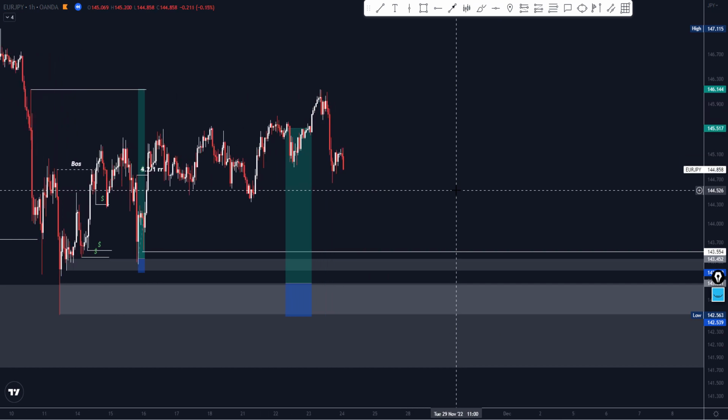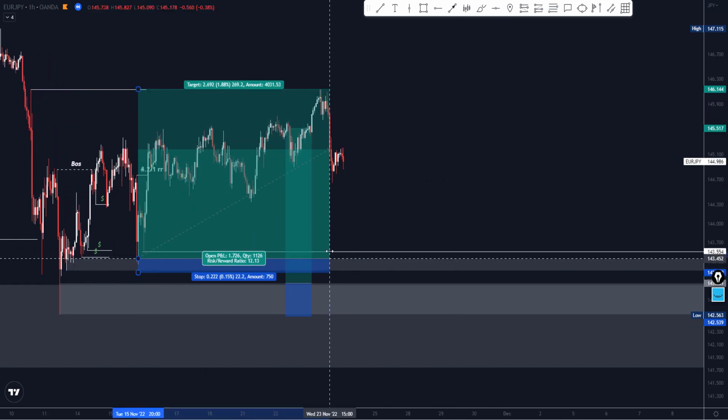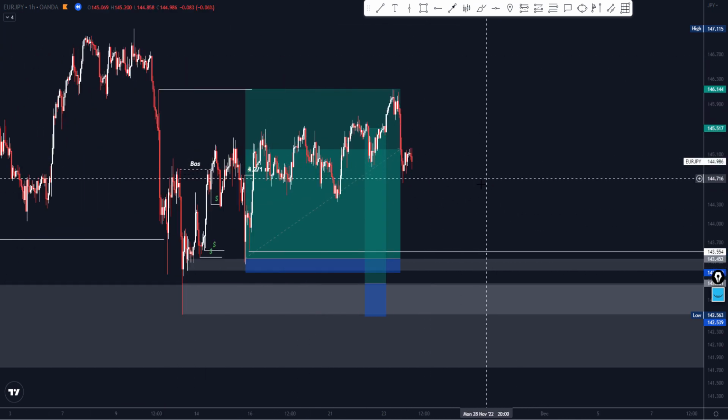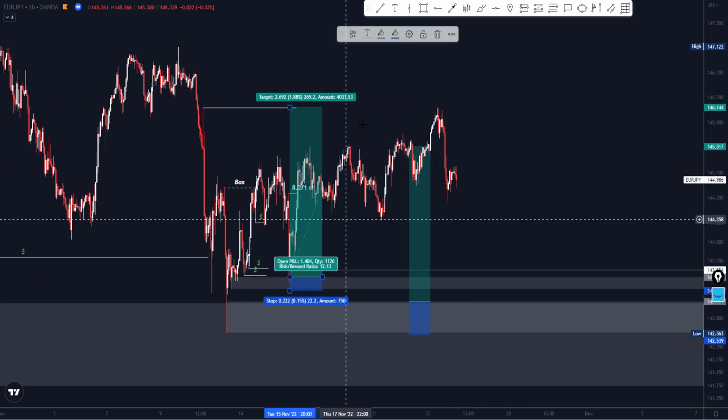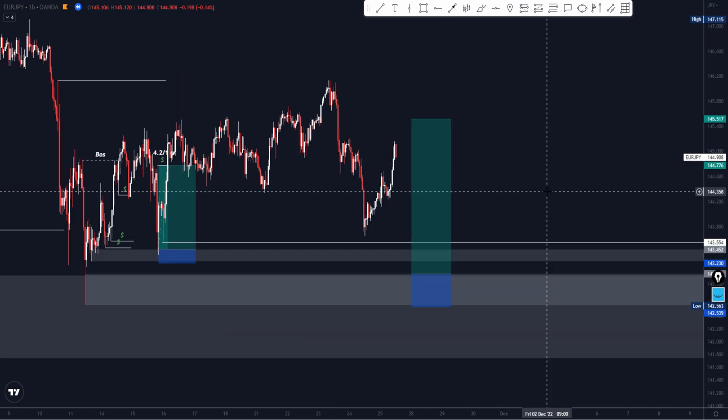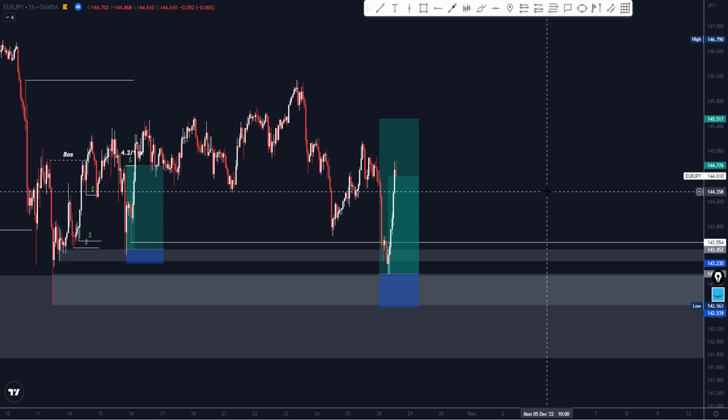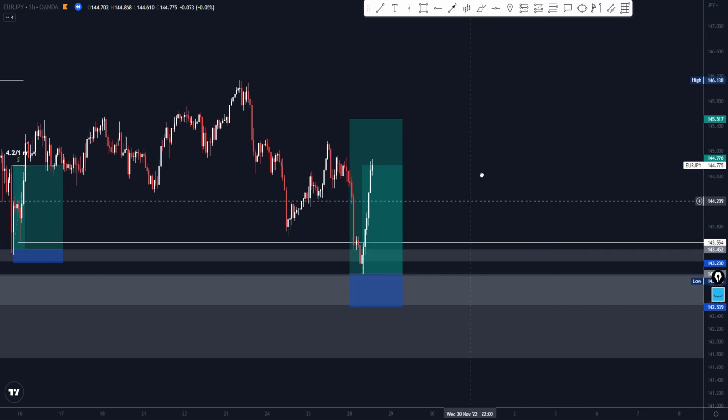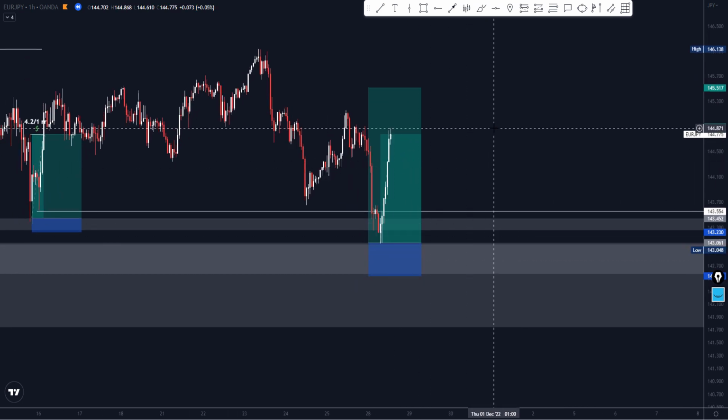We proceed and proceed. There you go. I think we did hit this trade right here. We did indeed hit this trade, which is very, very good news. Let's see if this one plays out. There you go. This one is activated as well.